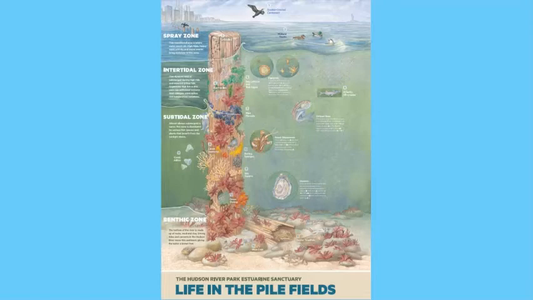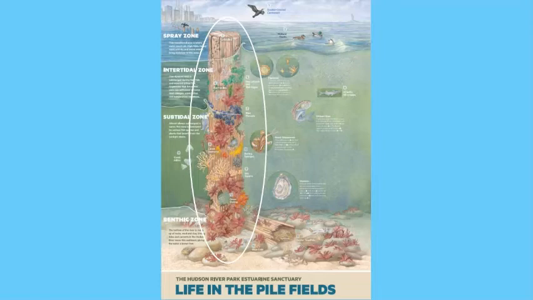This is a picture of what you might find in the river if you were to look under the surface. This big piece of wood here is called a pile, which holds up the piers we walk on at the park. Underwater, you can see that they help to create shelter for all kinds of life. What living critters can you find in this picture?